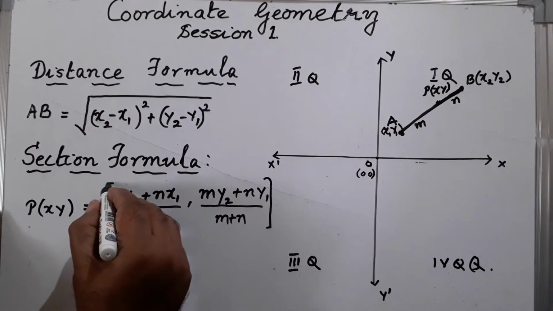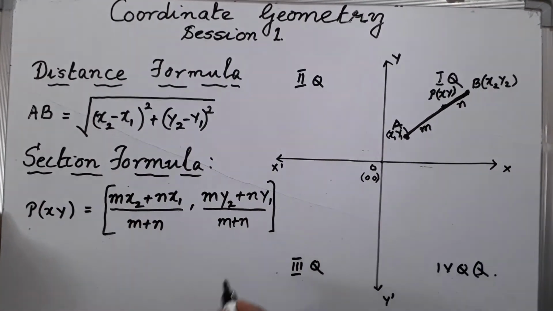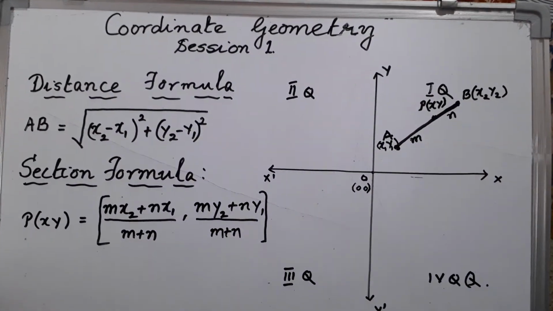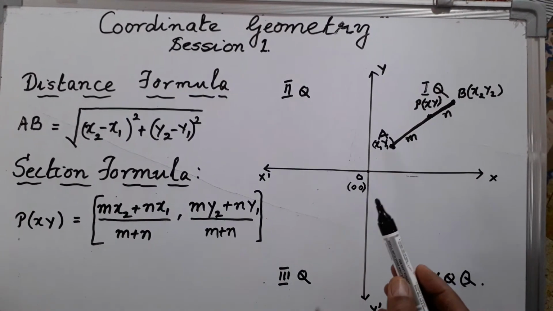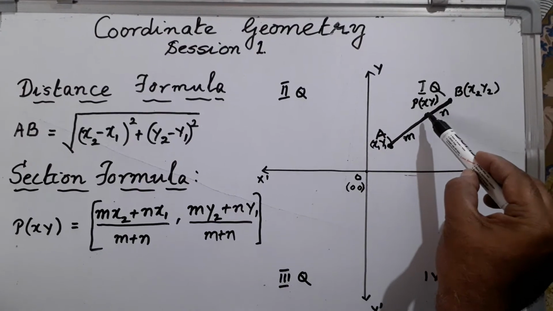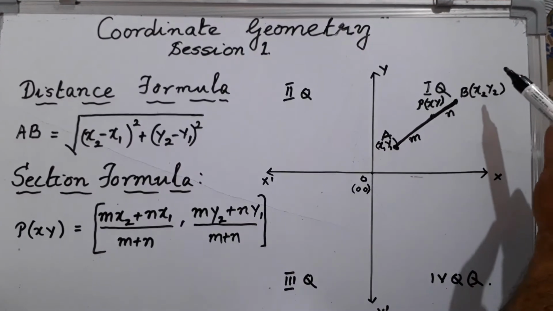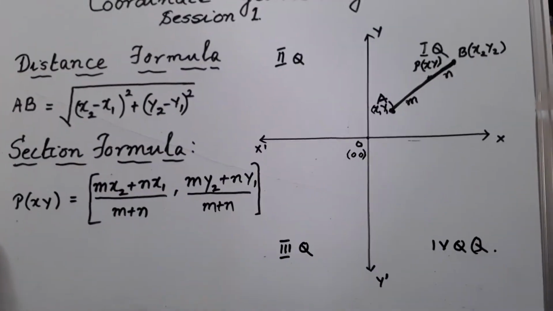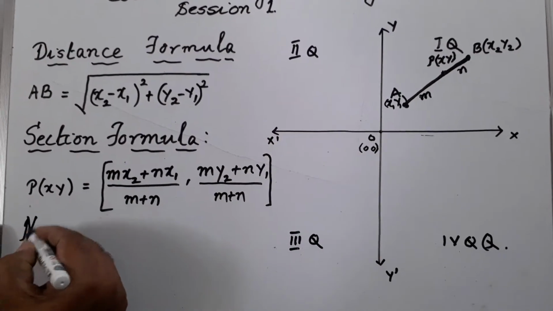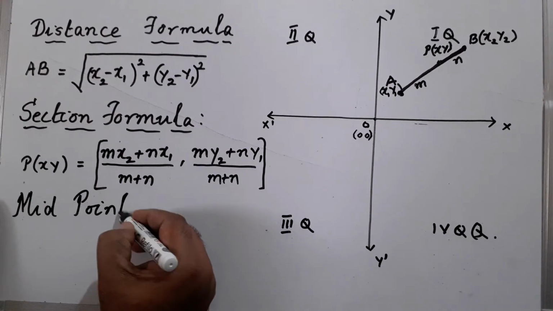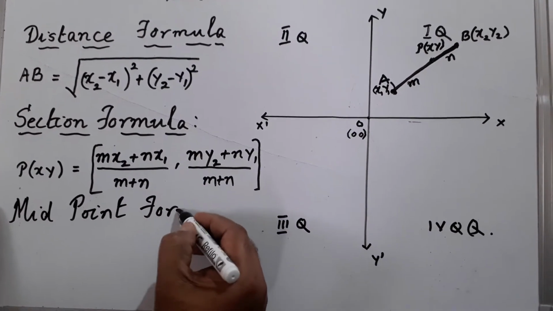I am not deriving the section formula. The point P is chosen in between A and B. In your higher classes, you will even learn the section formula for the case of P lying outside of AB. The third formula is the midpoint formula.